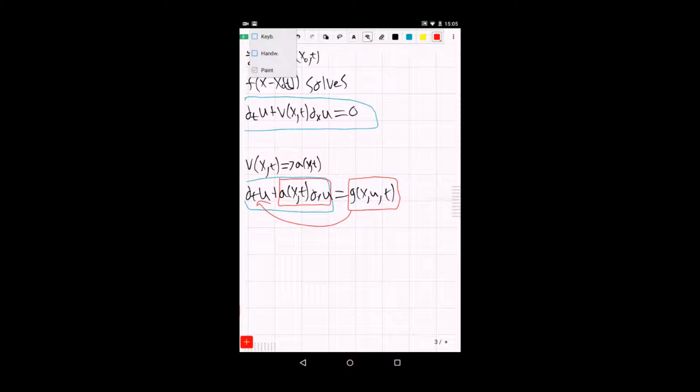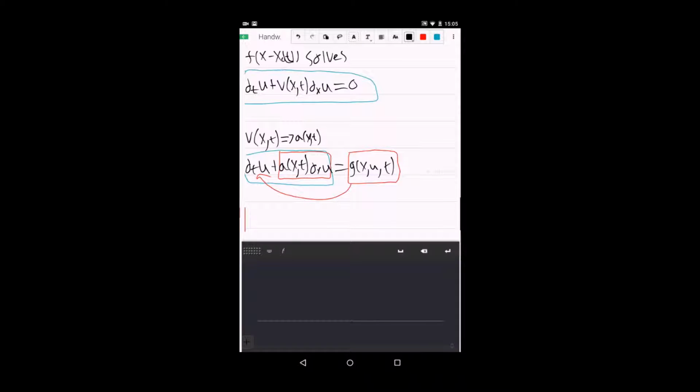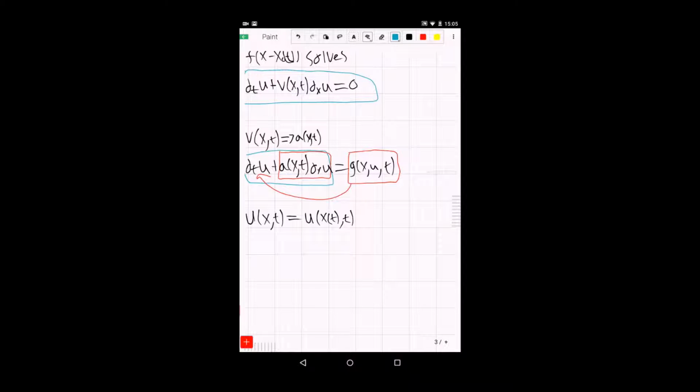So what does that mean for us? Well, it just means that we are looking for solutions of the form u of x and t equals u of x of t and t. And we know this because this is a combination of advection and an ODE. So you have your typical advection solution, so just u of x of t, sort of like our f of x minus x naught of t, but then u also depends on t independently and will be changing shape because of the ODE term.